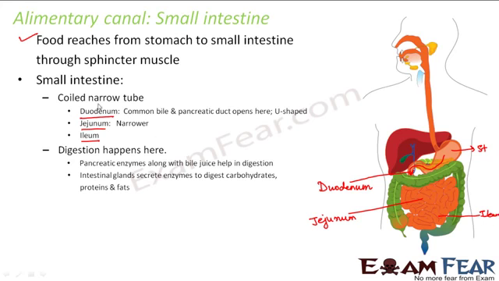So what is duodenum? Duodenum is that portion where the common bile duct and the pancreatic duct open. It is U-shaped. If you see, this is the duodenum, the uppermost part of the small intestine. So this is the place where the bile duct and the pancreatic duct open. Now what is the bile duct and what is the pancreatic duct? In the previous slide I told you that the liver secretes bile juice, which is stored here in the gallbladder. So we want this bile juice for digestion.